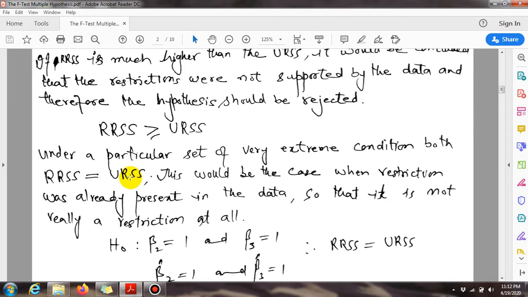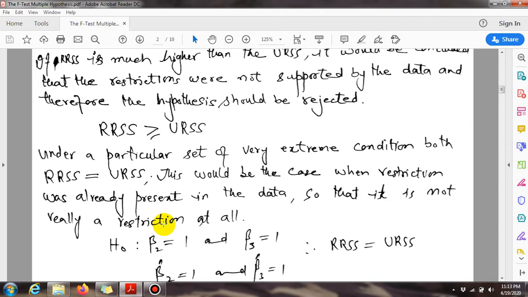But this is a very extreme situation. How can this be possible? This would be the case when the restriction was already present in the data and you are applying another restriction. In this case, your restricted and your unrestricted residual sum of squares will be equal, so it is not really a restriction at all, because you have already applied a restriction and then you are imposing a restriction on your betas.